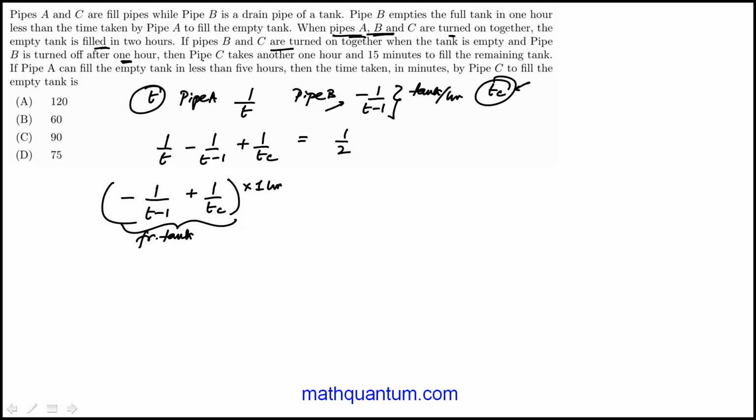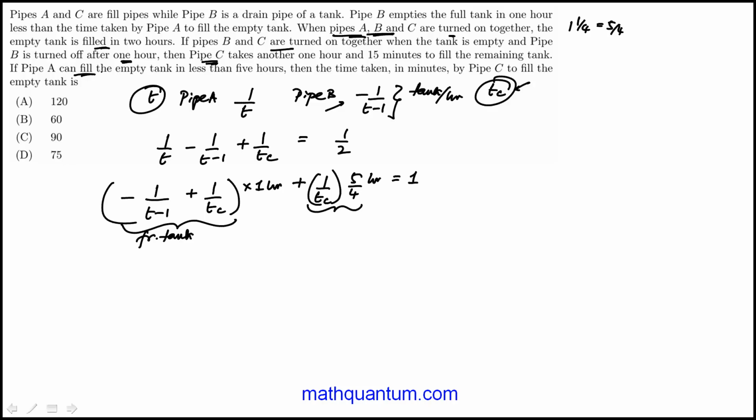And then we're told that after that, pipe C takes another hour and 15 minutes. So then what we say is take the rate of pipe C and multiply it by 1 hour 15 minutes, which is 1¼ hours, or 5 over 4. So you multiply that by the time. So this would be the fraction of the tank that pipe C will fill, and that has to equal 1 because you're filling the entire tank. So these are my two equations.